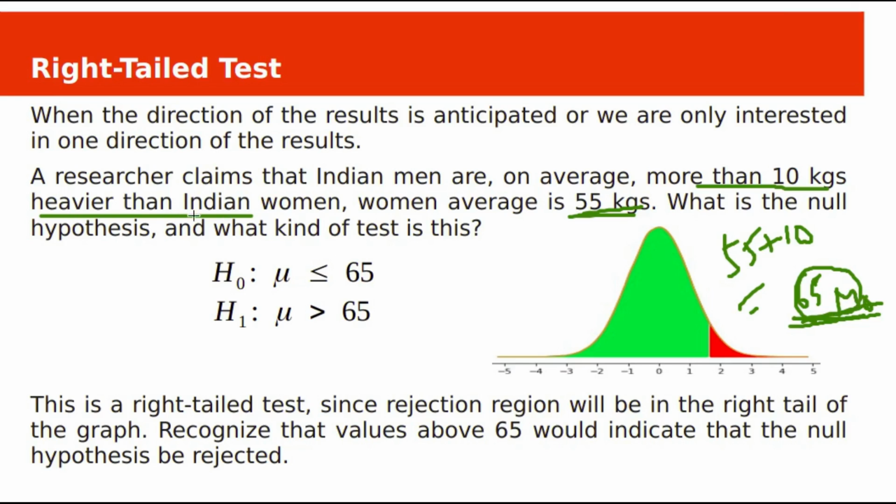Here the researcher is claiming that men's weight is more than this, so mu greater than 65. It is claiming the difference, so this statement should be the alternate hypothesis, and the null hypothesis will be mu less than or equal to 65. Because the null hypothesis assumes all values less than 65, the rejection region will be on the right side, meaning values more than 65.